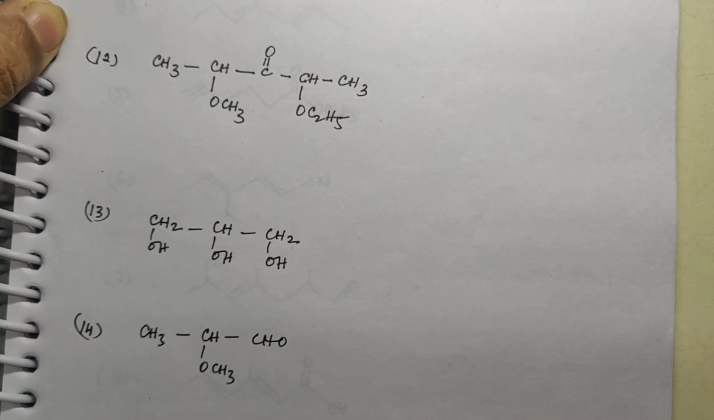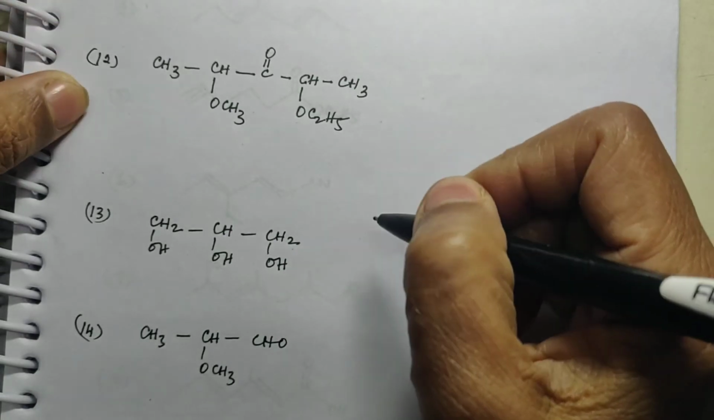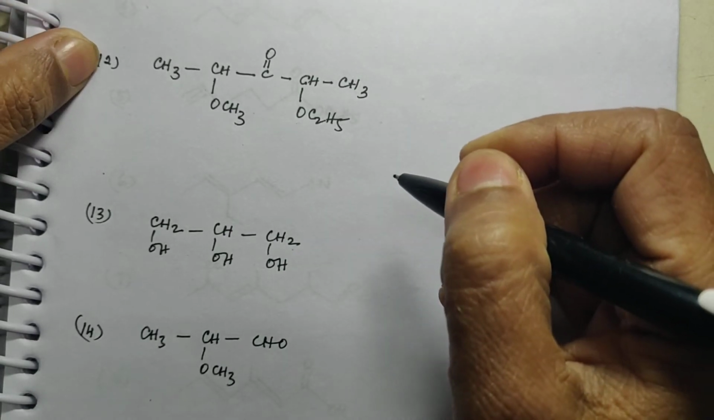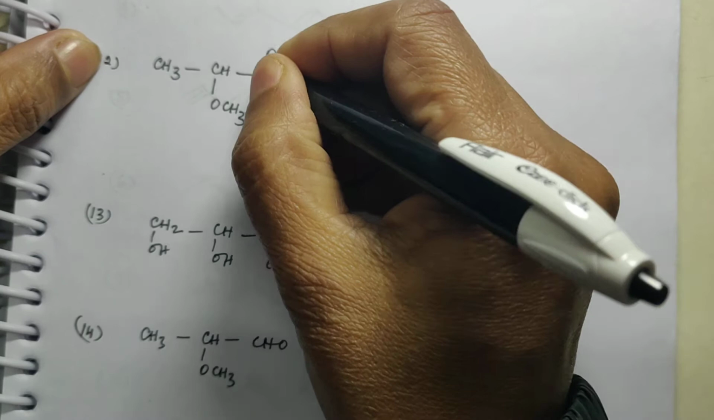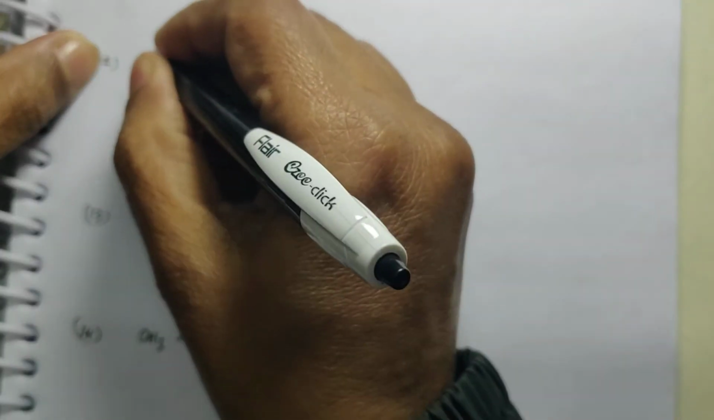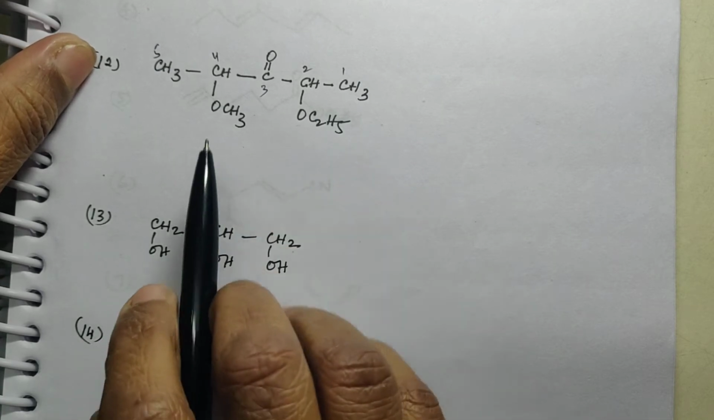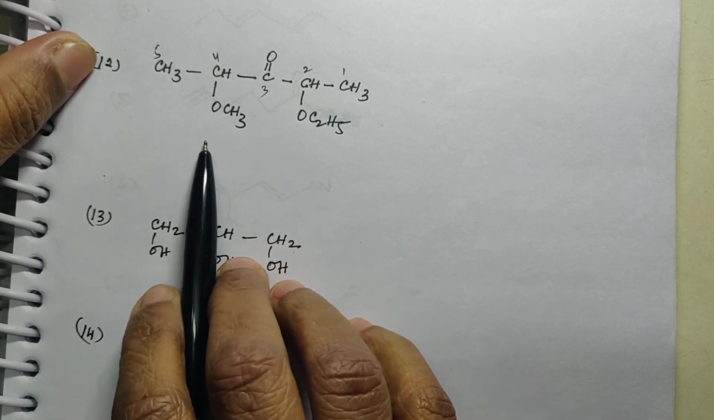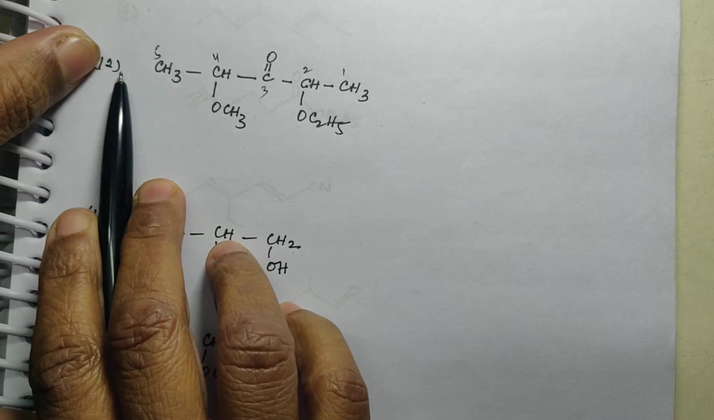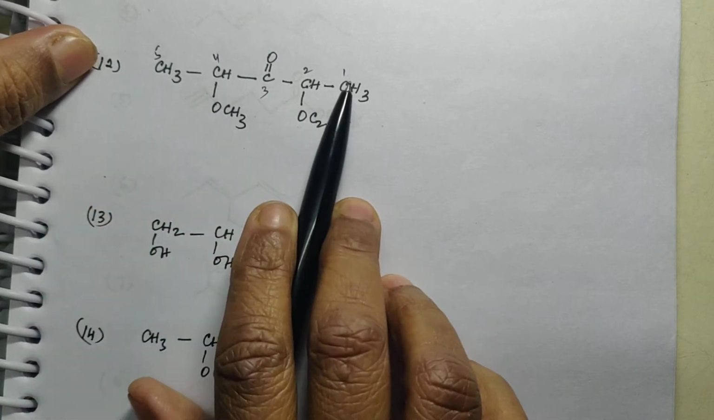Now let's move further. Here, we number it 1, 2, 3, 4, 5. Now you may ask me, this is also an alkoxy group, this is also an alkoxy group, then why should we number it from right to left? Why can't we number from left to right?